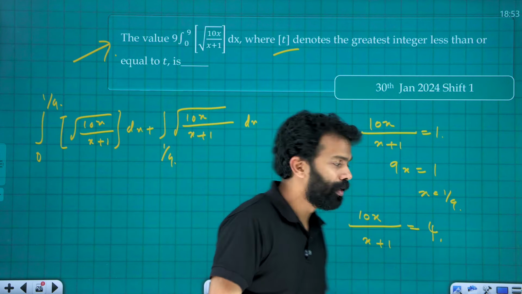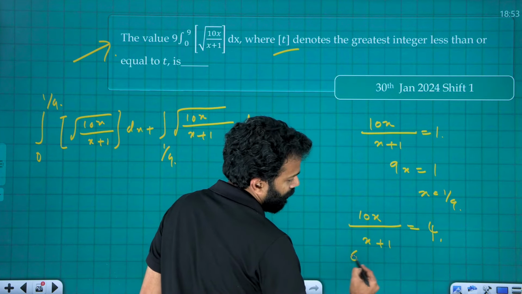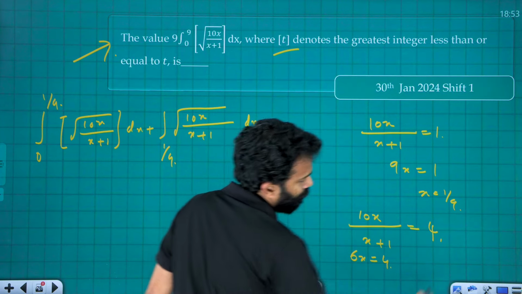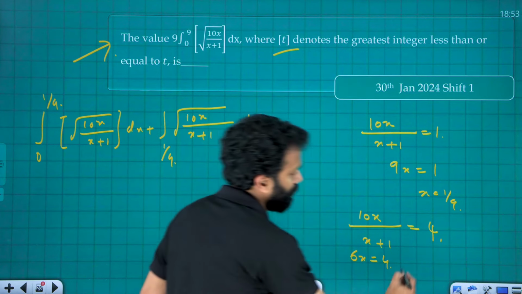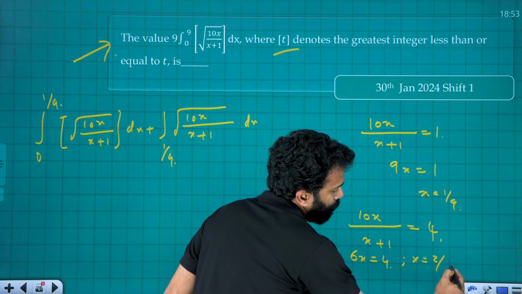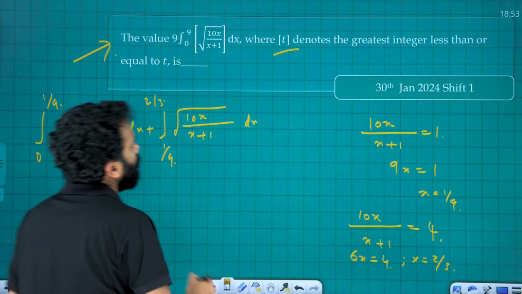Therefore, if we multiply that, you will get 4x plus 4. That is 6x is equal to 4, right? 6x is equal to 4. Therefore, x is equal to what? Yeah, 4x plus 4, 6x is equal to 2 by 3. Therefore, x is equal to 2 by 3. Second split is also over. That is 2 by 3. Next one.